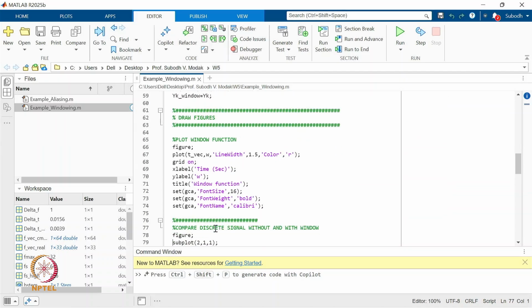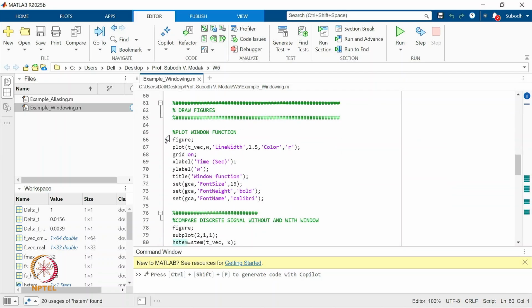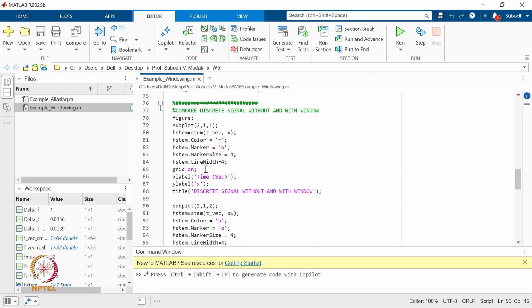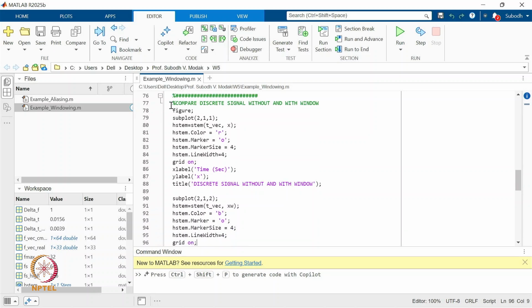You can see this is the first figure where I am plotting the window function. I am just plotting the window function on the time axis, and after this I am plotting the discrete signal without and with window. You can see here I am just comparing the discrete signal without and with window. So, I am announcing a figure, and now I am making two subplots in this figure. So, what is the command to make a subplot? So, I am making a subplot.